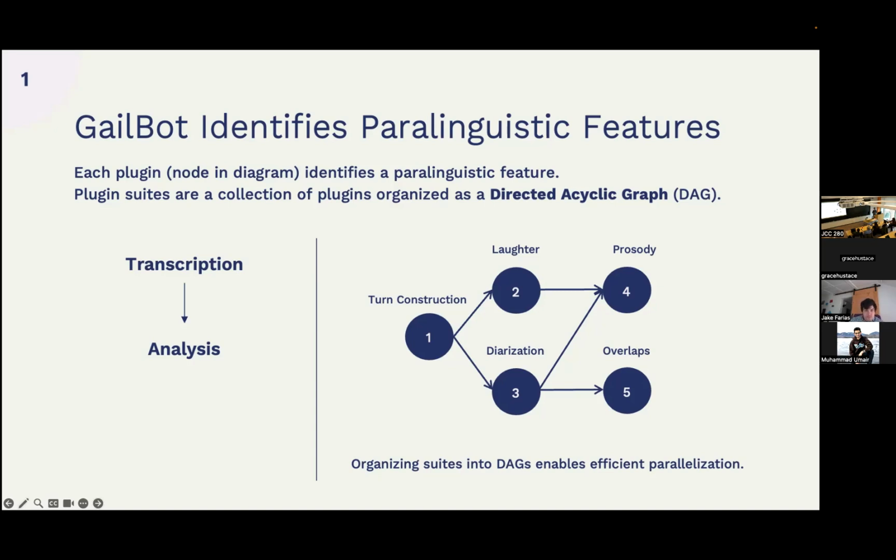And this architecture allows us to parallelize a lot of the computation that we're doing. It also allows users to develop multiple of these plugin suites and run them all at once using Gilbot.